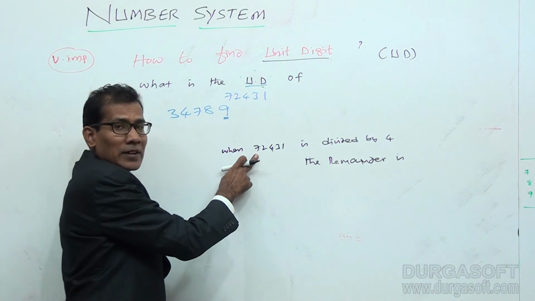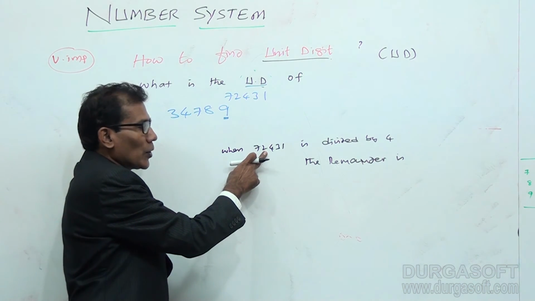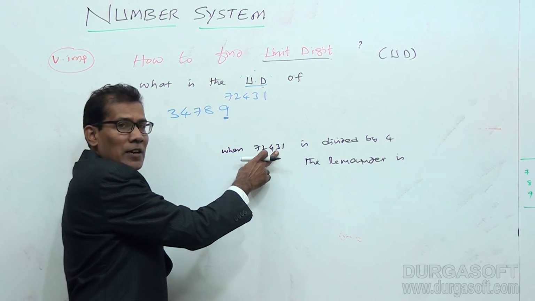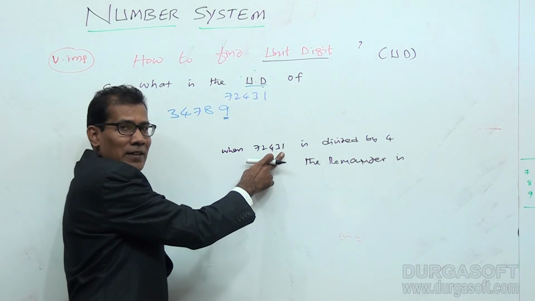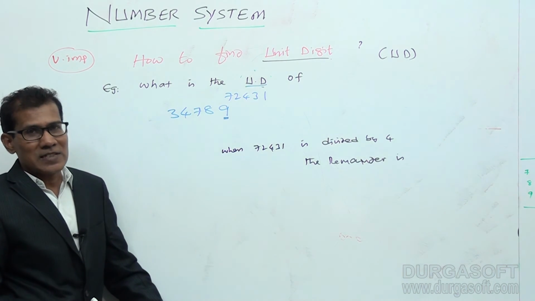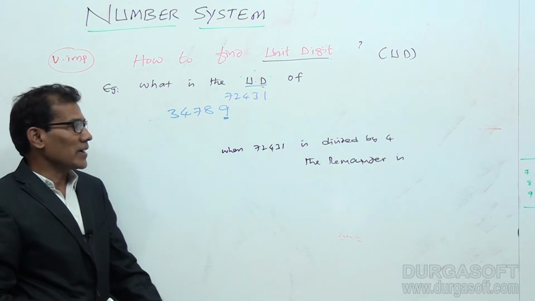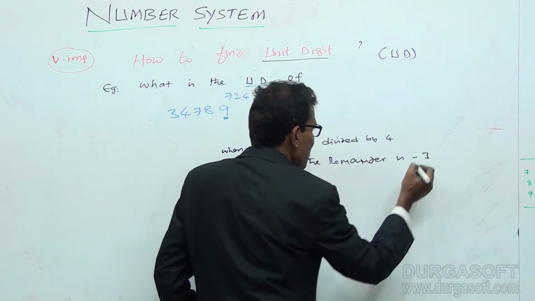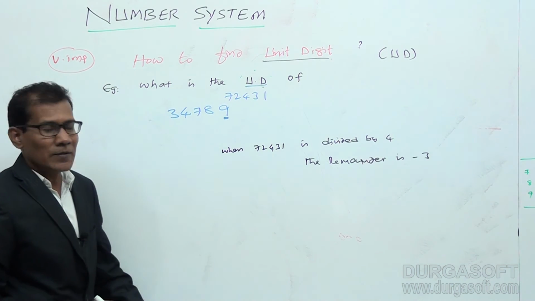4 ones are 4. 3 will be remaining, 32. 4 8s are 32. Again 4 ones are 4 and 3 will not go. Then in 31 we are taking. In 31, how many times will 4 go? 4 7s are 28. 31 minus 28 is 3. So the remainder is 3. This you need to practice to find the remainder very quickly.